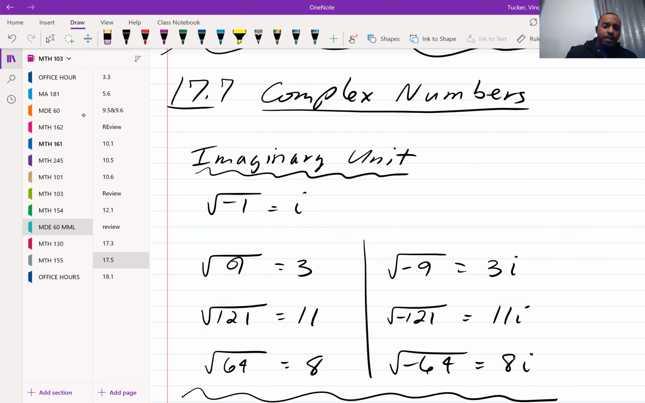So on this side, looking at our positive square roots, if I took the square root of +9, it's just 3, because 3 times 3 is 9. Square root of 121 is 11. Square root of 64 is 8. But if it was a square root of negative 9, it would be 3i. Square root of negative 121 is 11i. Square root of negative 64 is 8i. So whenever you have a negative under the radical, there has to be an i that represents that. Can't quite get rid of the negative representation. The way we would represent that is by i.